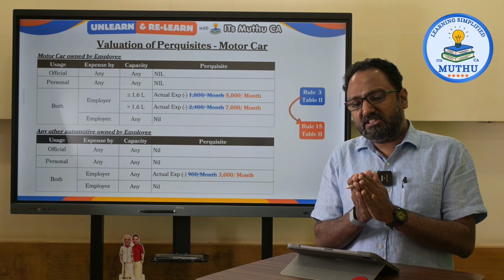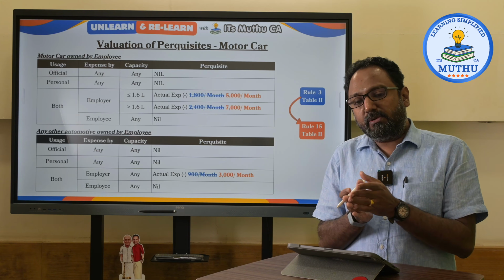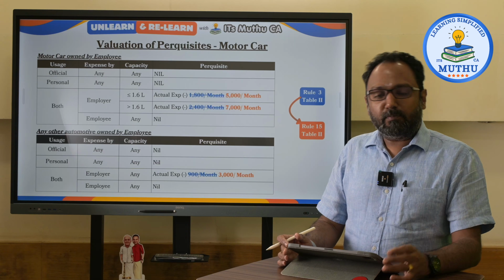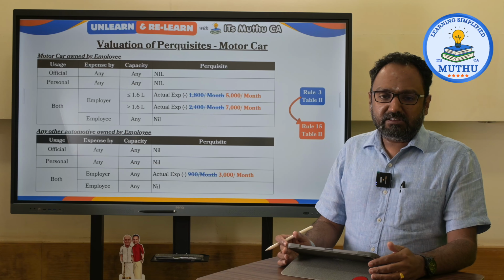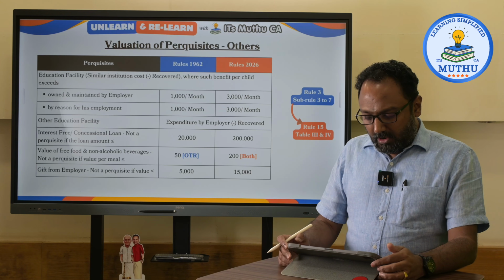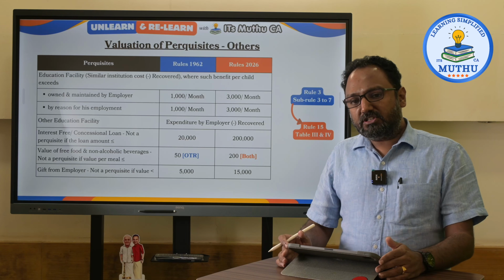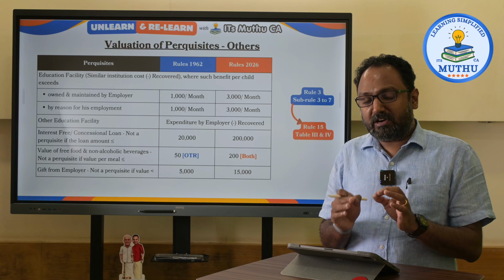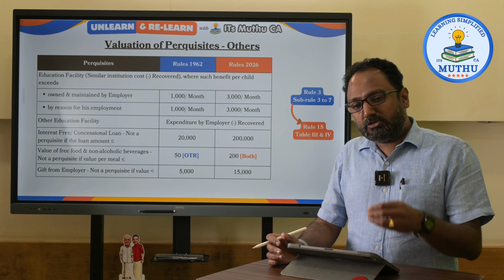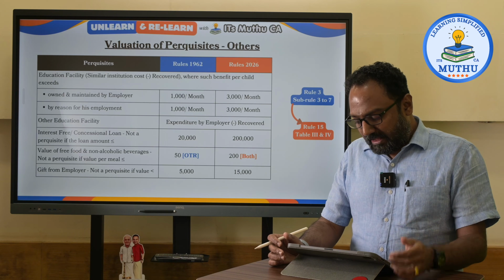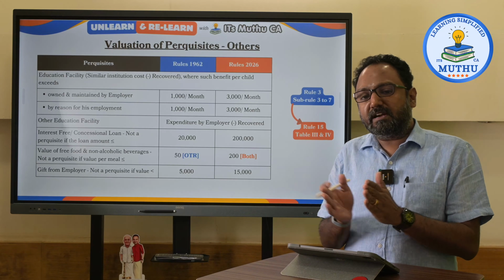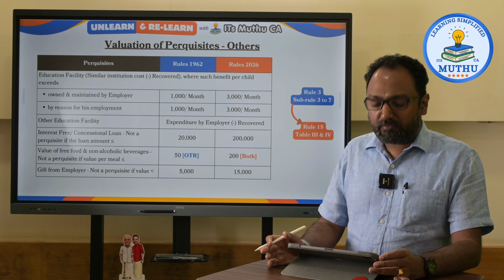So these are the changes to the motor car valuation from Rule 3 to Rule 15, from table 2 of both the old Rule 1962 and Rule 2026. Both have it in table 2. Now what about other perquisites that have undergone change? Earlier these perquisites were listed as clauses. So Rule 3 had sub-rules 3 to 7 which discuss various benefits, but now this Rule 15 is providing this also in tables. So table 3 and table 4 provide perquisites of all other items.